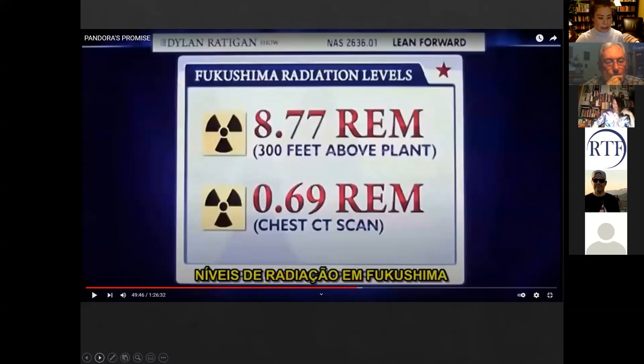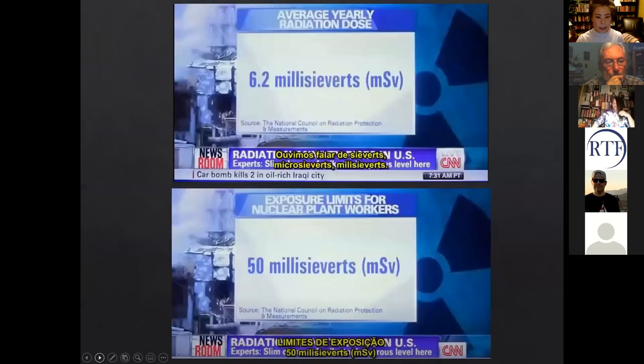So you see here, this is a television capture of radioactivity readings that Pandora's Promise, a very good documentary, was showcasing. And they're making the rightful point: who understands these numbers? Most people don't know. The top one is 6.2 millisieverts, and the exposure limit for a nuclear plant worker is 50 millisieverts. I mean, what does that mean to the average person?